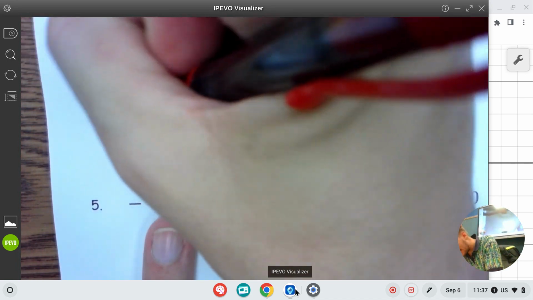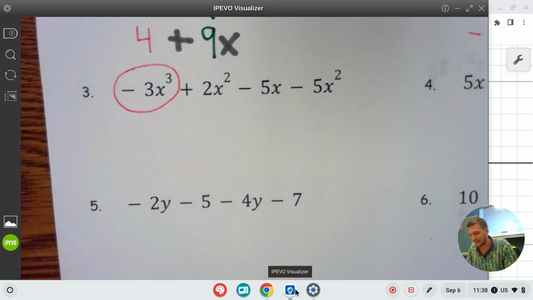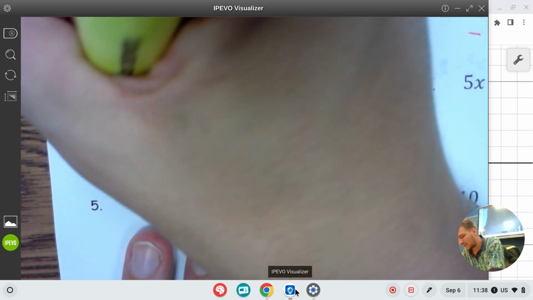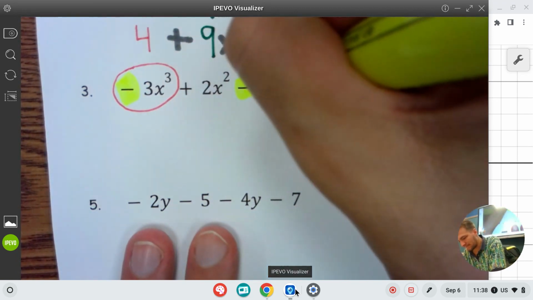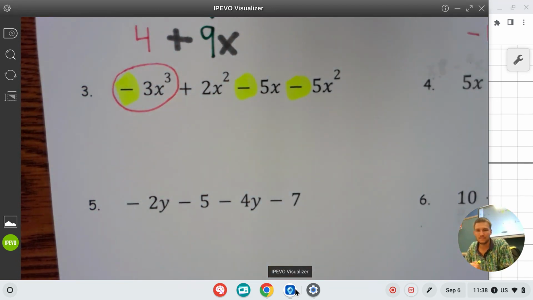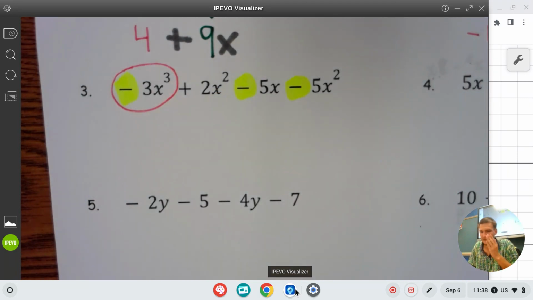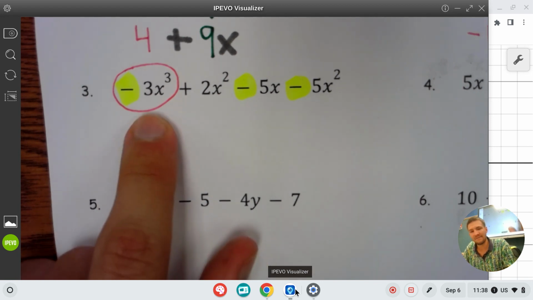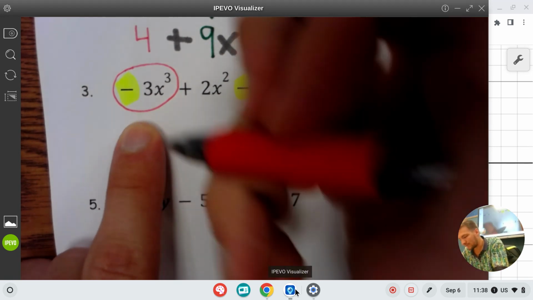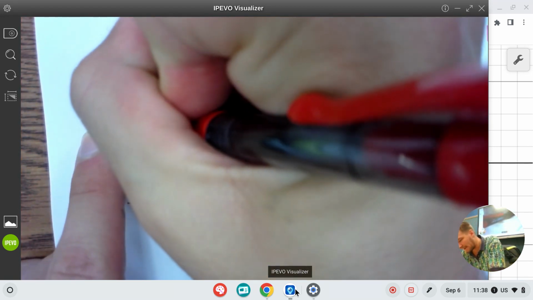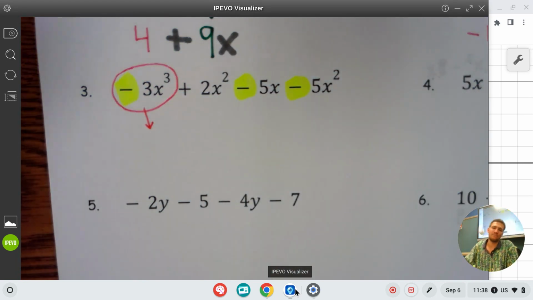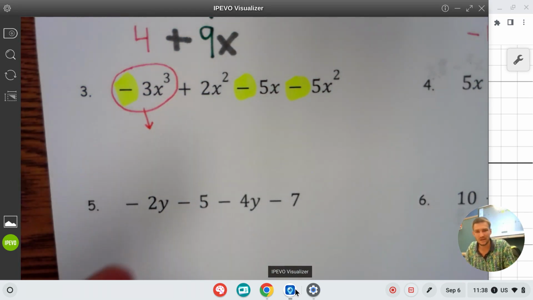Let's check out this negative 3x cubed. Any matches? Does it match up with this 2x squared? No, it does not, because they're not exactly the same letter and exactly the same exponent. Does this have any matches at all? No. So what do we do with it? Do we forget about it and delete it, or do we bring it down? Of course, I already drew the arrow for you.